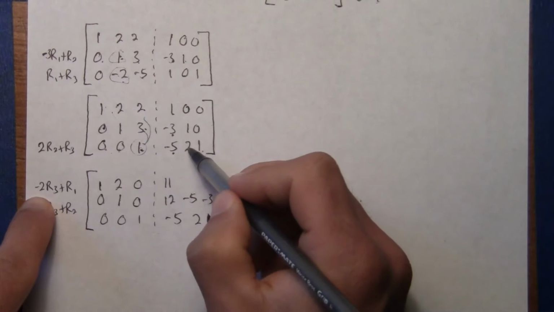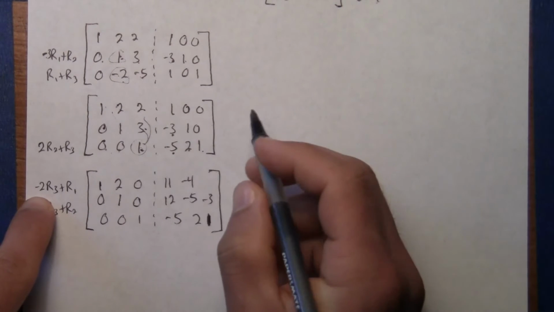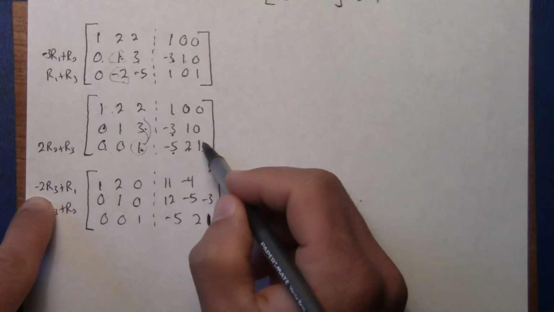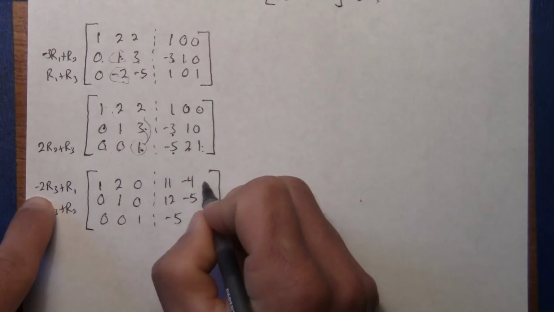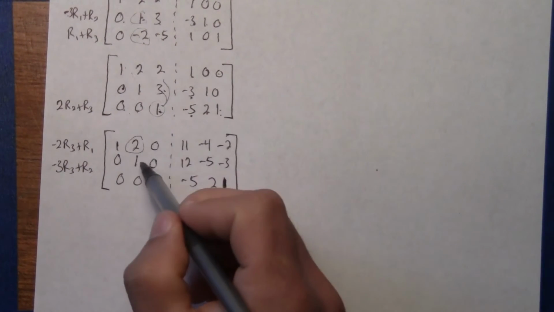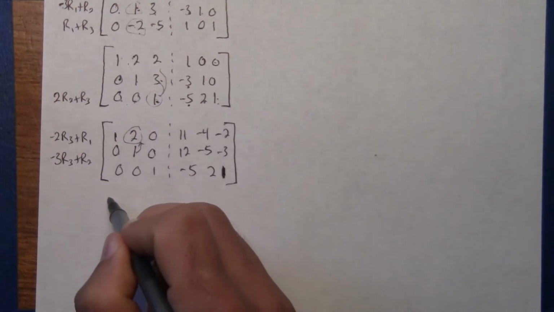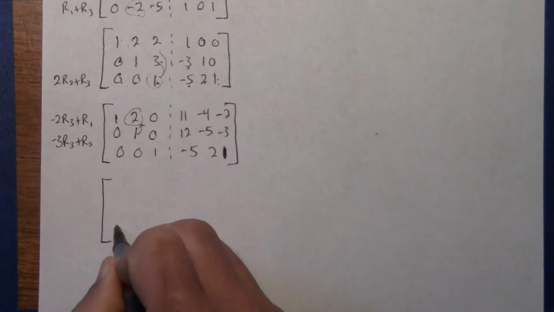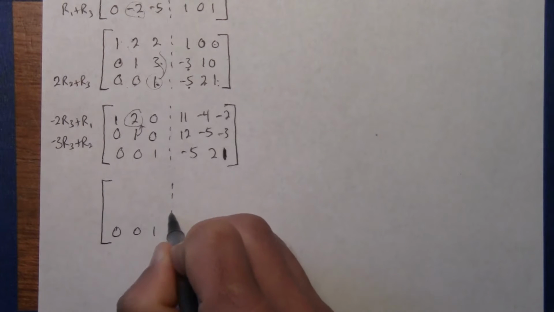That's going to end up giving me -4 plus 0, so -4. And that would give me -2 plus 0, so -2. And now I'm almost done. The only thing I have left to do is get rid of that 2, and I'm going to use this one to do it. So my last step, copy down the last row. That is completely done.